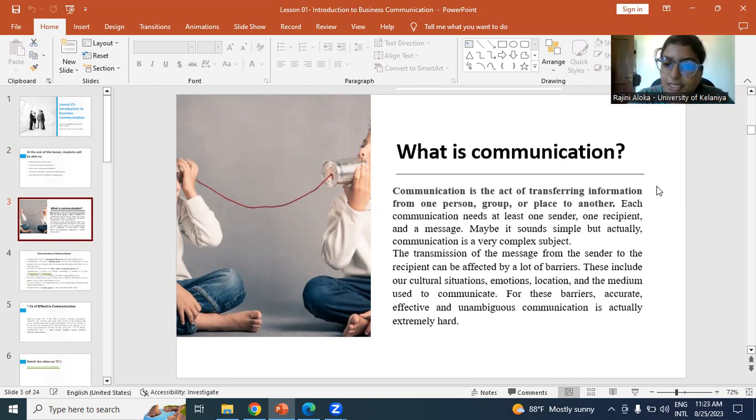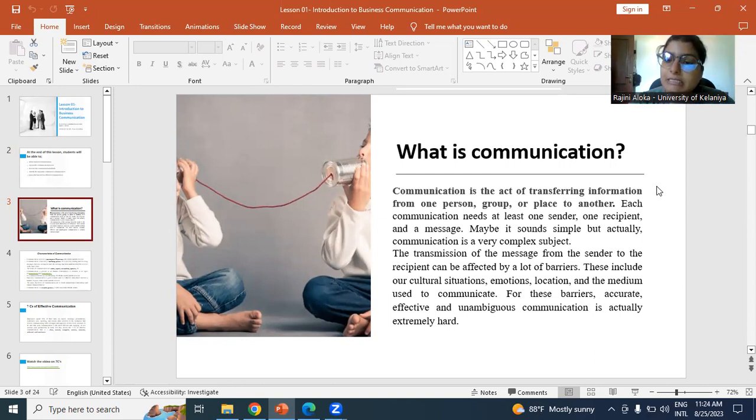Each communication needs at least one sender, one recipient, and a message. So there are three components that are necessary to complete the communication process: there should be a sender, there should be a message, and there should be a recipient.